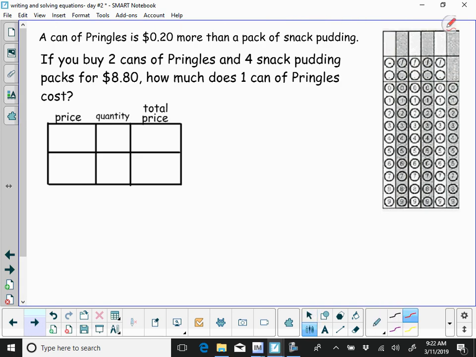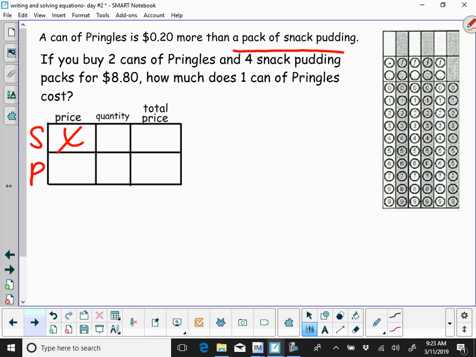Okay, let's set it up and then we'll talk about the math part. A can of Pringles is 20 cents more than a pack of pudding. So we've got pudding. Letters here: we've got snack pudding and a can of Pringles. Which one's your X? The pudding. Whatever comes after the "than" is your X. If the Pringles are more than the pudding, whatever comes after that is your X.